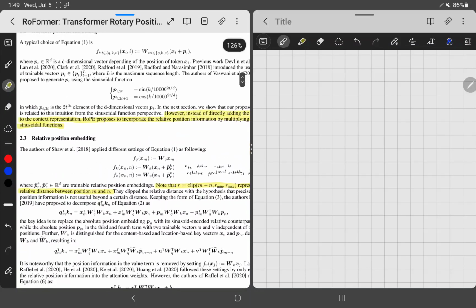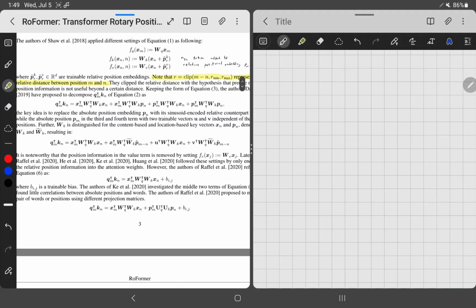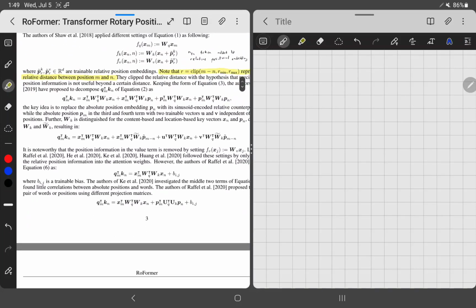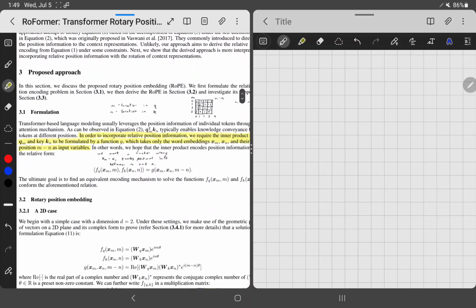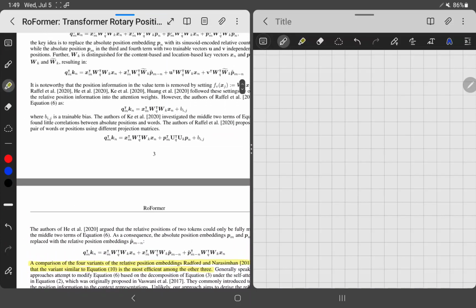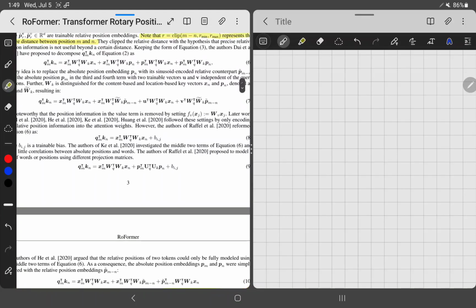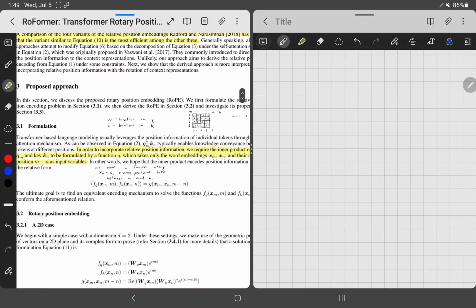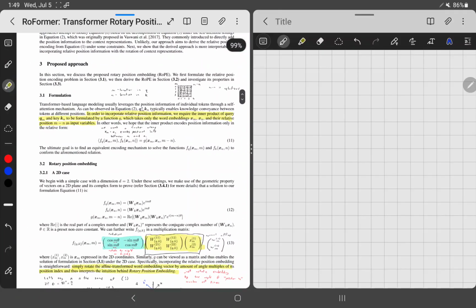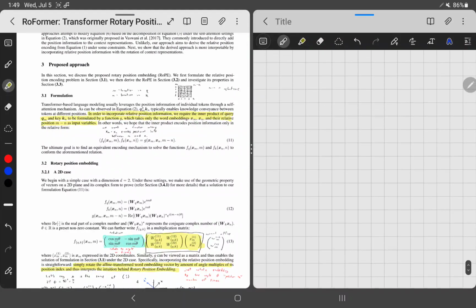Now, they talk about relative positional encodings, and they go into a ton of different ones, and I looked at them and I'm like, let me just get to their approach. There are a lot of approaches that tried this before, and they say they're not that good compared to theirs.